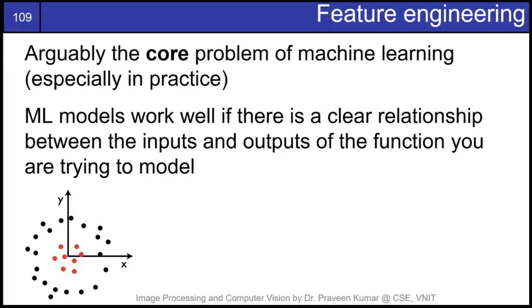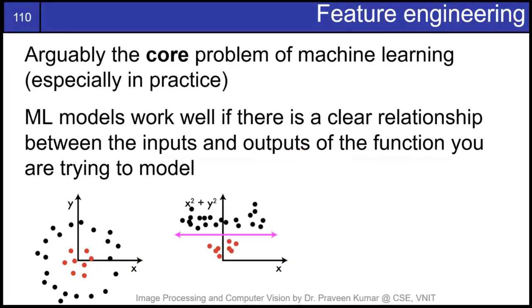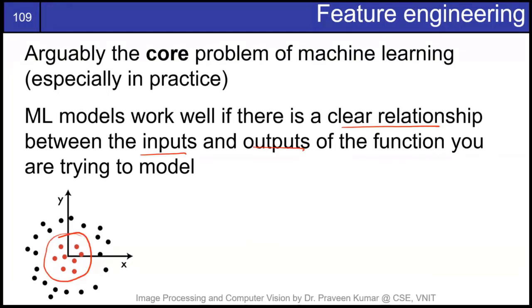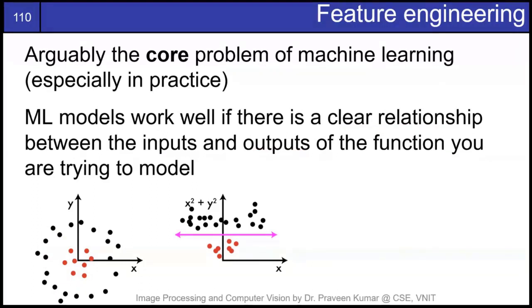And we have seen that different machine learning models work well if there is a clear relationship between input and output. For example, if inputs are linearly separable, then a linear classifier works well. But if the inputs are not linearly separable, let us say the boundary is not a linear boundary, then you'll have to go for some other kind of approach. So there are two things: either use a classifier which has a non-linear boundary, or you transform the feature space itself.